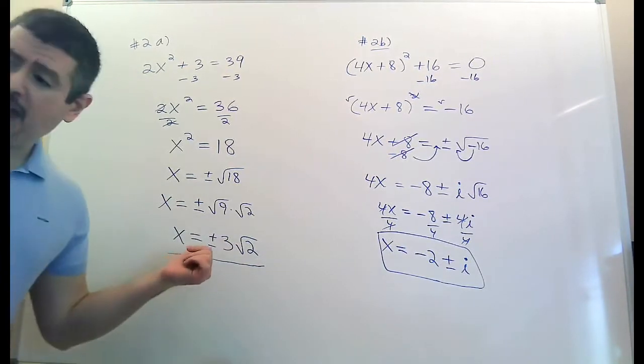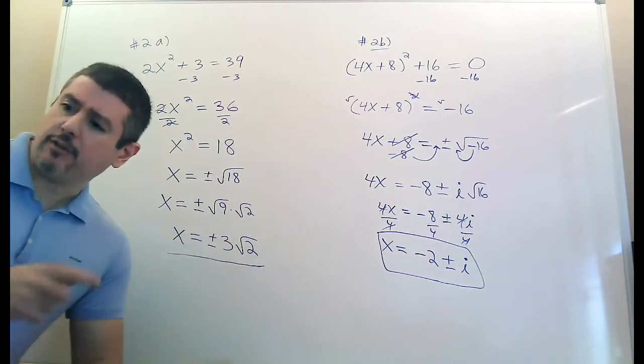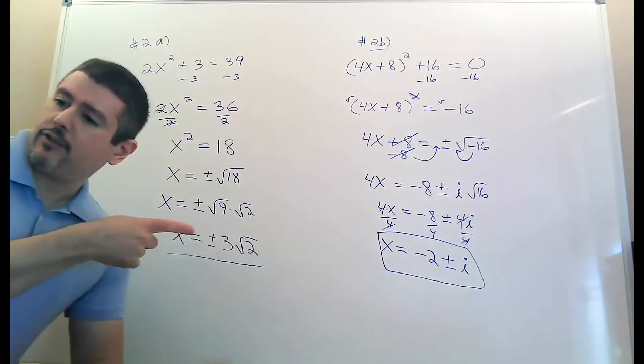Like here, I didn't write 3 radical 2 and then negative 3 radical 2. Why would I do that? I could just conveniently write plus minus. So write the answers as a single thing.